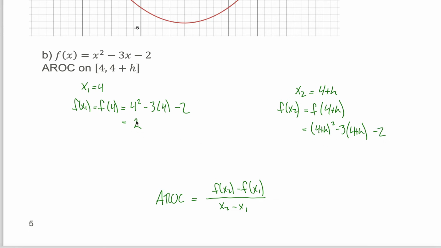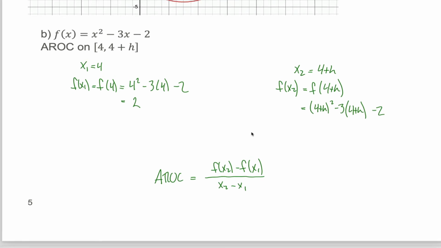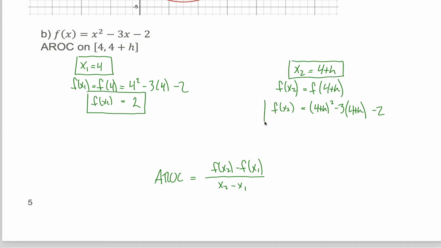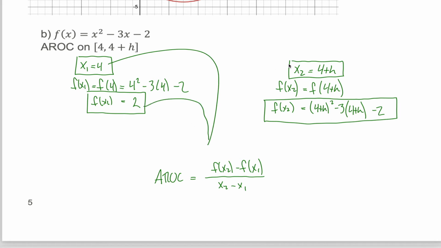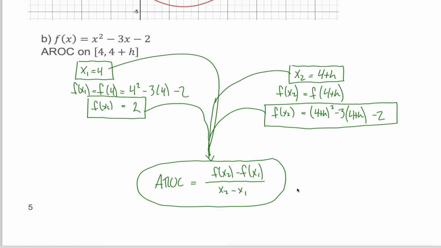It's not a number like we see over here because my input is not numeric. Because my input is an expression, my output ends up being an expression. But that's totally fine. I now have the 4 pieces that I need. 1, 2, 3, and 4. And I can take those 4 pieces and plug them into this formula. What happens? Well, let's see what happens.